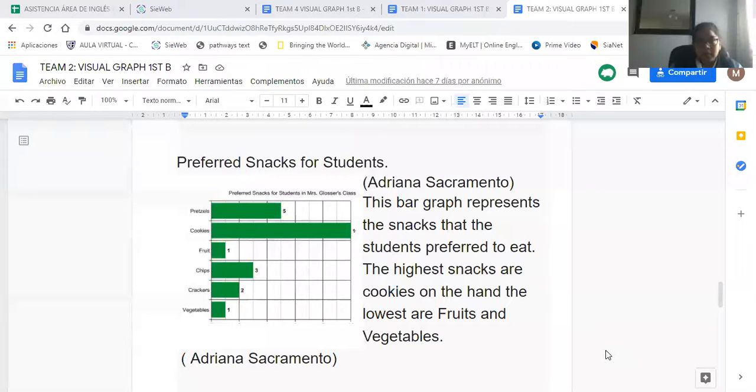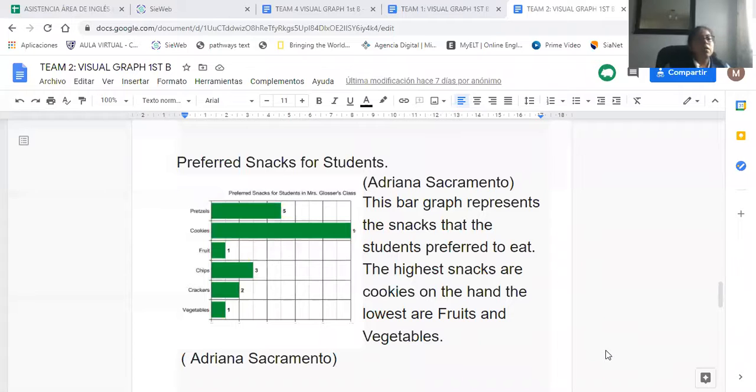Good morning, Miss Milagros and friends. Today I'm going to talk about the bar graph. This bar graph represents the snacks that the students prefer to eat. The highest snacks are cookies and the lowest is fruits and vegetables.